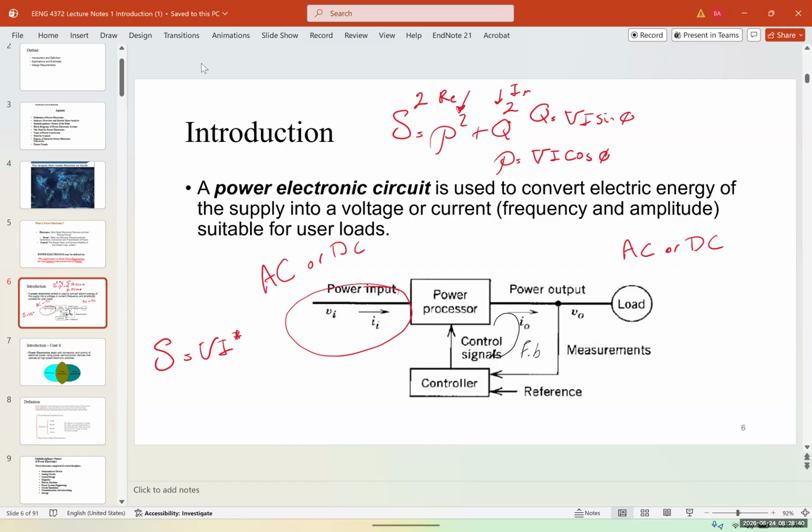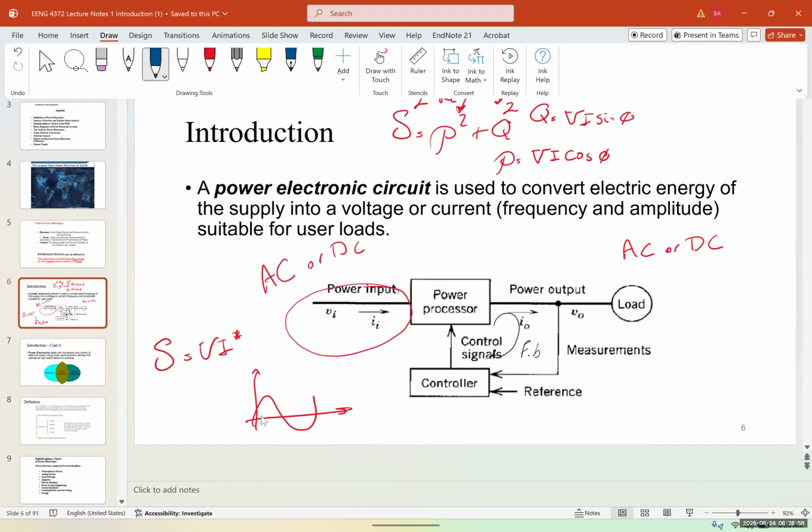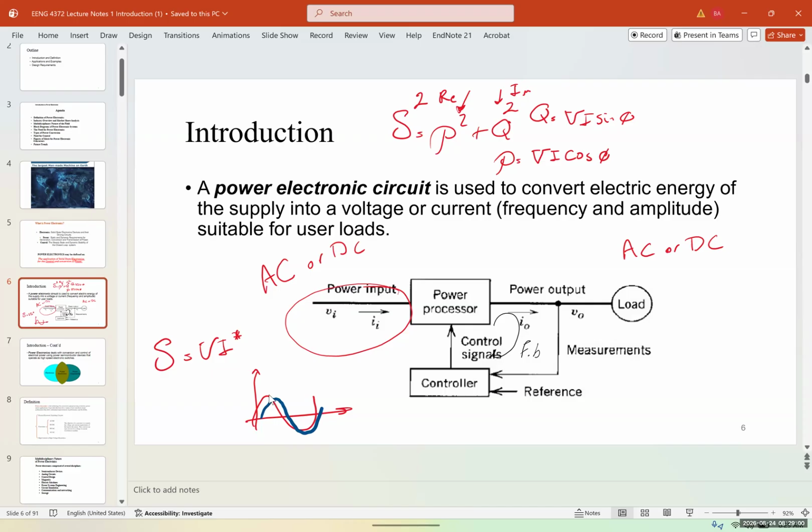Now, what is phi or theta? Yes, it's a phase angle. And what does it show? What is the phase angle between? Perfect. It's the shift between your voltage and your current. So if this is the voltage, the red, and the current is in blue, then we have the phase shift, and this is our phi.